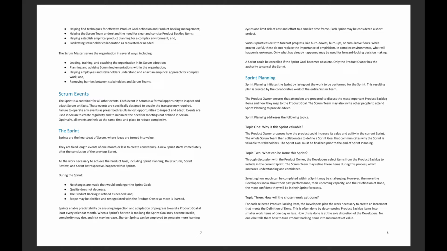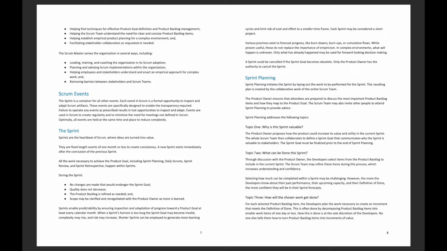Topic 2. What can be done this sprint? Through discussions with the product owner, the developers select items from the product backlog to include in the current sprint. The Scrum team may refine these items during the process, which increases understanding and confidence. Selecting how much can be completed within a sprint may be challenging. However, the more the developers know about their past performance, their upcoming capacity, and their definition of done, the more confident they will be in their sprint forecasts.